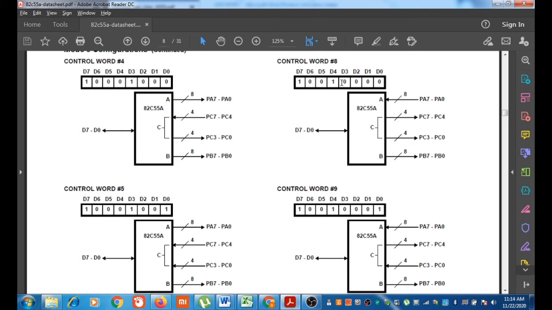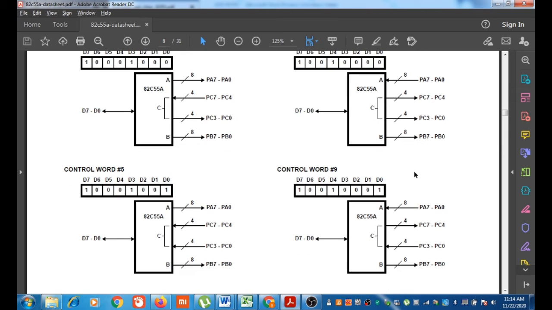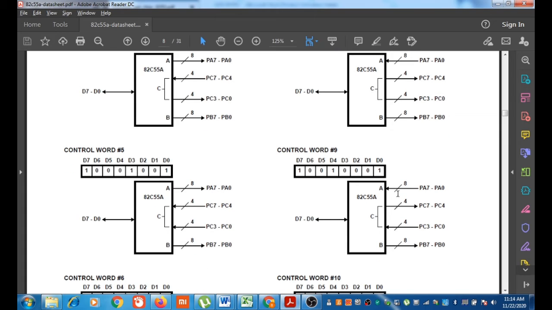We can use this also. This is 90H. Okay. Then is there any other combination which will give the same configuration? See here, this one. Here A is control word 9. A is configured as input port, B is configured as output port, C is configured as output port. So 9 1. Okay, this also will give the same configuration suitable for our requirement.